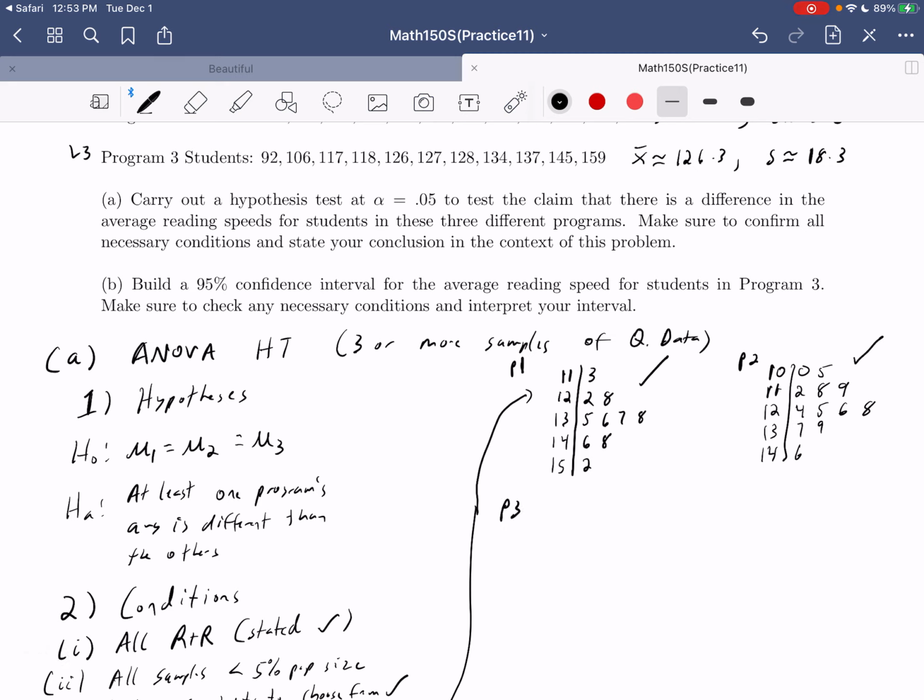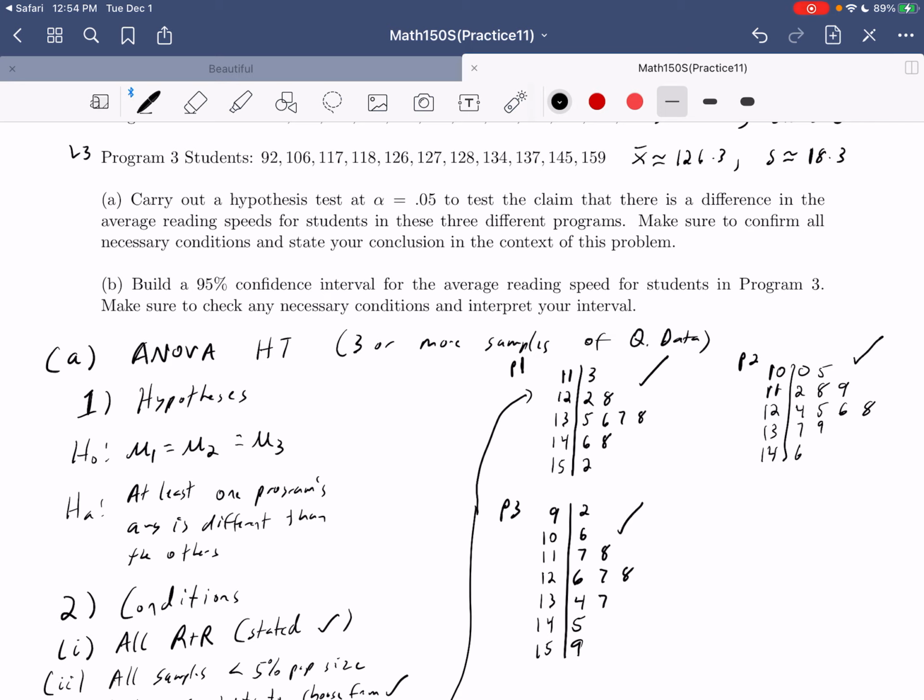And then for P3, we have 9, 10, 11, 12, 13, 14, and 15. So notice I had to have a stem of 9 here to deal with that 92. So there's 92, 106, 117, 118, 126, 127, 128, 134, 137, 145, 159. Notice even just visually, you can see that this one is more spread out, right? And we had more stems, and the tails are longer, but it still looks pretty normal. It's symmetric, no strong skew, no outliers.